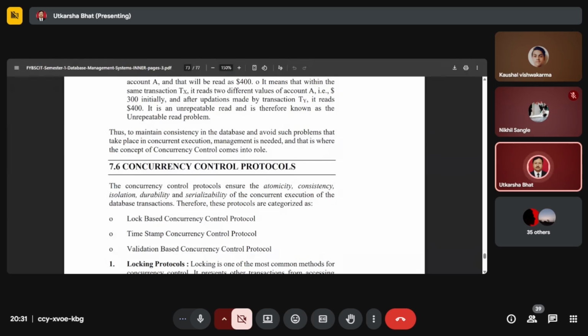Just to maintain the consistency in the database and avoid such a problem that takes place in a concurrent execution.